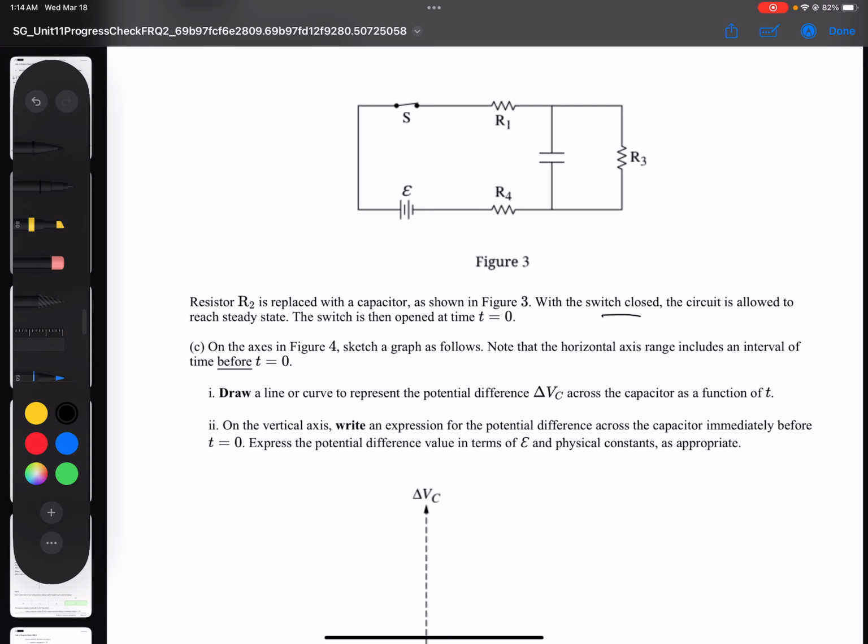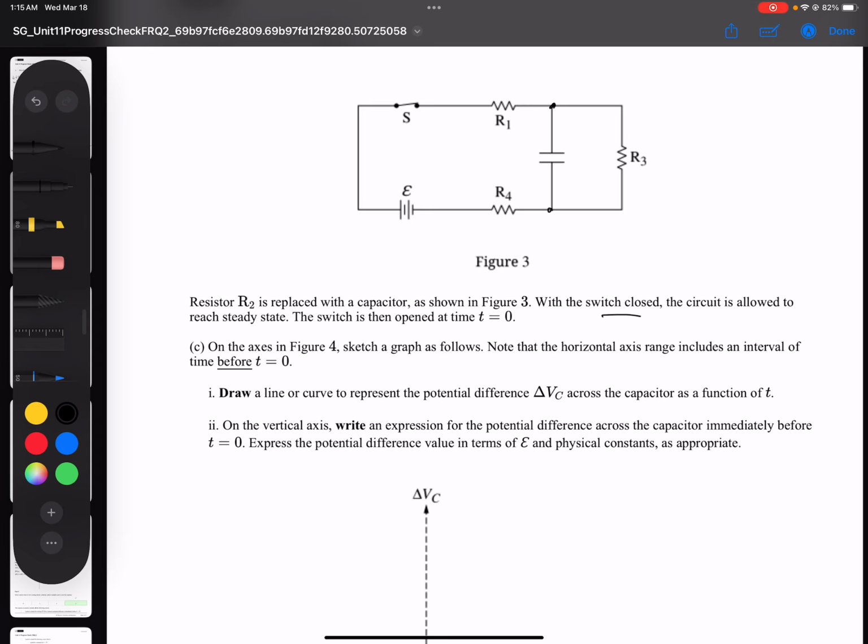So initially, the capacitor acts like a wire. There's no voltage across it. All the current's going to start to flow into the capacitor, and then it's going to be split between the capacitor and the resistor until the capacitor is fully charged, and no more current is going to flow into the capacitor. It's all going to go through the resistor. One thing that you should see immediately is that these two circuit elements, the capacitor and resistor R3, are in parallel with each other. Because they're in parallel, they have to have the same potential difference. All right. So parallel, same voltage.